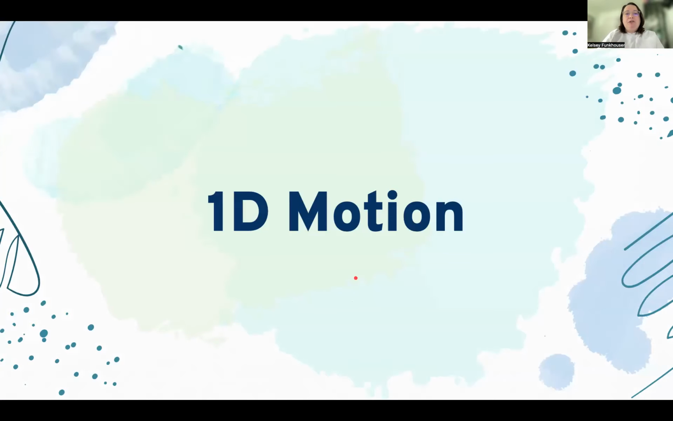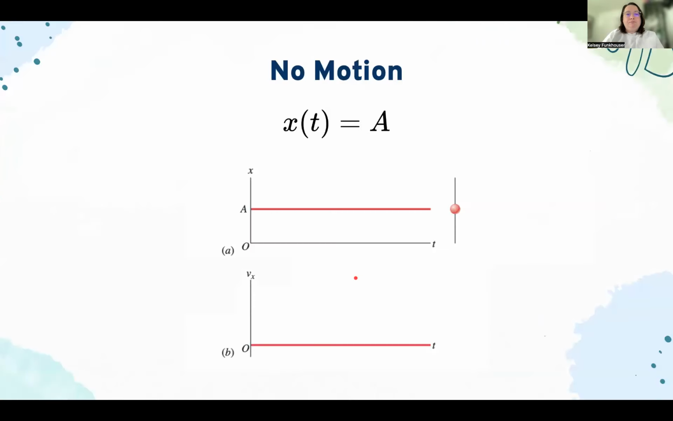Now, one-dimensional motion. So let's start with no motion, easy maybe. The position is given by this equation here, where x of t equals a, where a is just the position of the particle, and that's not changing. And we can look at the position graph, which is here, the position versus time graph.